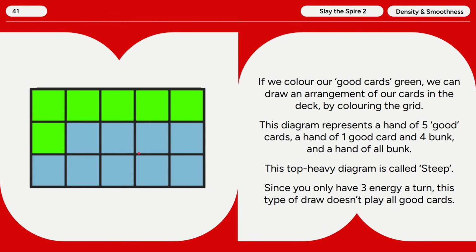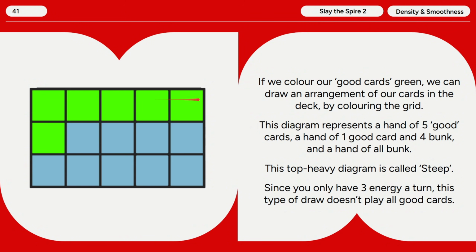If we color our good cards green, we can draw an arrangement of our cards in the deck by coloring in the grid. So in this coloring of the grid here, we have 5 good cards on our first hand, 1 good card in our second hand, 4 bad cards in our second hand, and then 5 bad cards on our third hand. This is a diagram that we would call steep or top heavy.